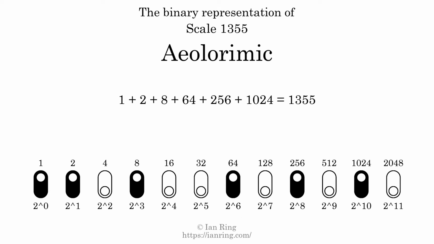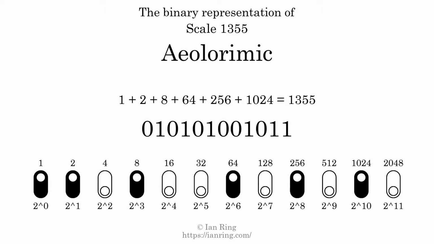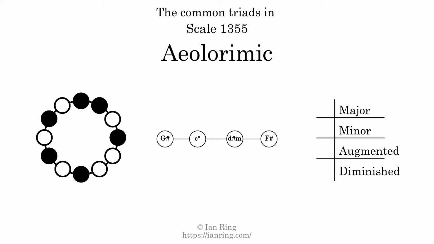1355. The scale number not only enumerates the scale with a unique index, but it also literally describes the tonal content of the scale. Represented as a binary number in base 2, the scale number is 0101010001011. Here are the common triads present in this scale.